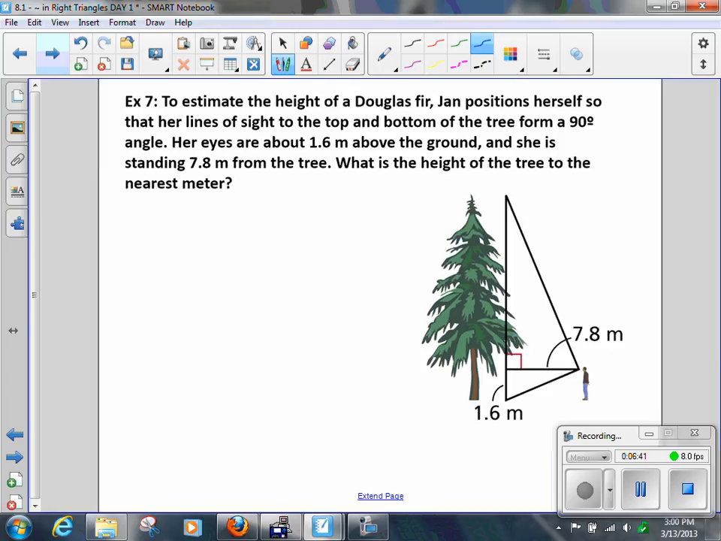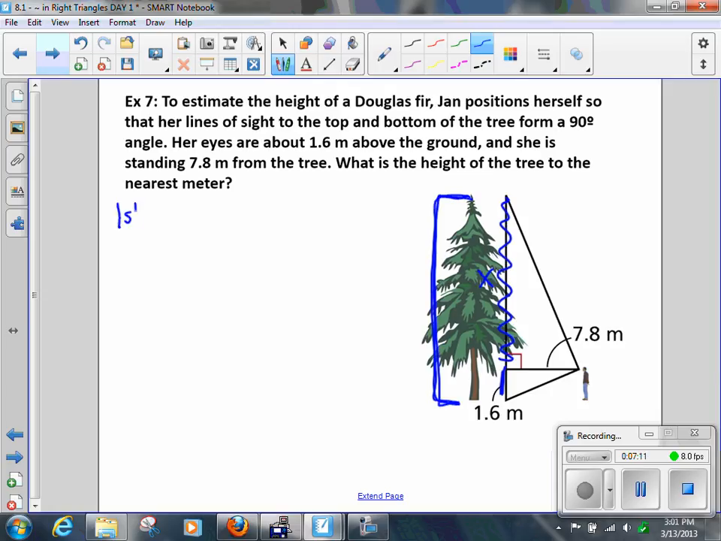All right, now hold up. Let's think about it. The height of the tree, this is what we want in the end, right? That's what we're looking for. I got a portion of it right here that's 1.6. We got to find the other piece, which is right here. Well, can I just say that it's X? All right. We got to find our first X.